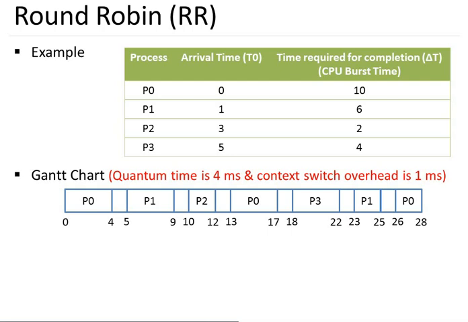You are just performing round-wise execution of the processes, but you need to care about this time quantum. You can only execute a process up to the time quantum. You have a limited amount of time. Once the time slice is completed, the CPU will be switched to another process. That is the scenario.